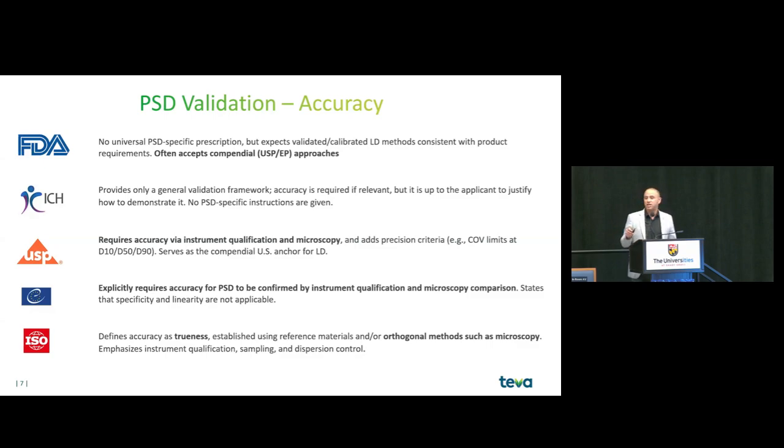And here comes the challenge. Microscopy, how exactly to perform it with microscopy? Is it with standard? Is it with the same sample? Or both of them? So usually both of them come together, using a standard and using your sample with the microscopy. And then ISO, that is trueness in ISO, but it's again mentioning an orthogonal method such as microscopy.